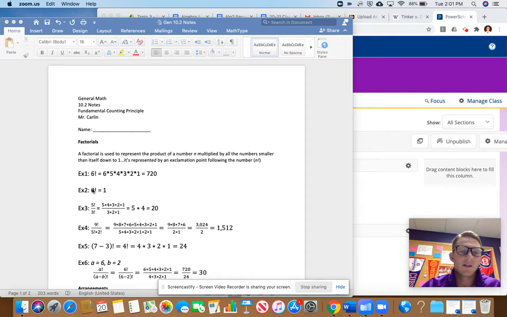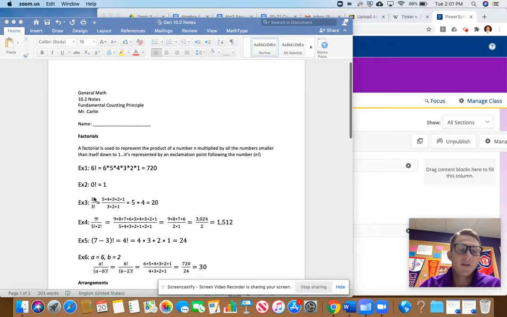Interestingly enough, the factorial of 0, 0 exclamation point, is just 1. It's kind of like if we took something to the 0th power, right? Like 4 to the 0 power is still 1.